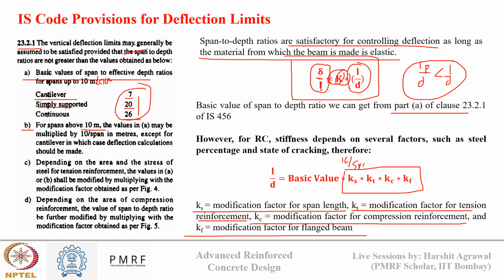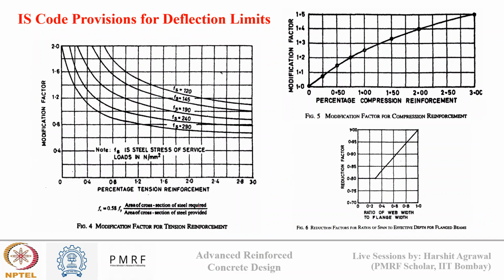Okay, so as the span increases, this basic value will continuously decrease by this factor. Okay, so this is my Ks factor. For Kt and Kc, there are different curves that have been given in the code. So this figure 4 is the modification factor for tension reinforcement.